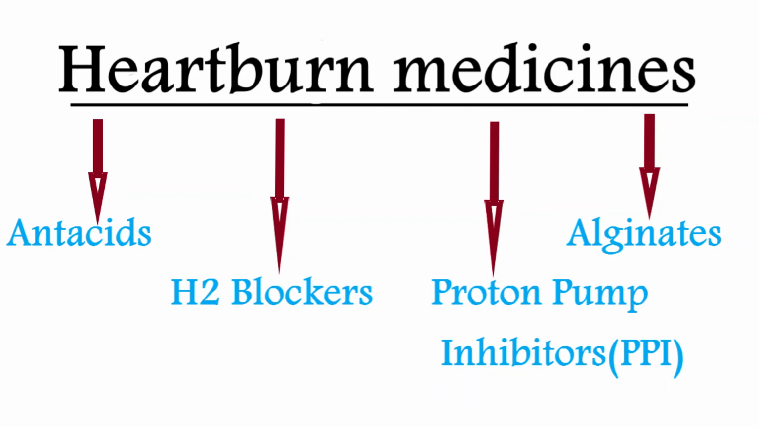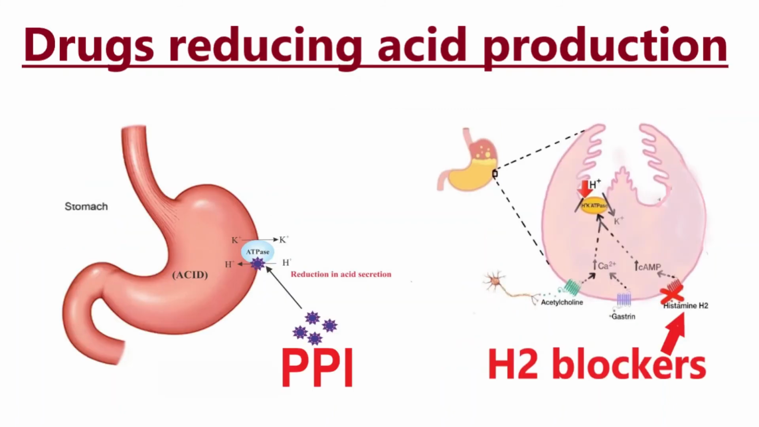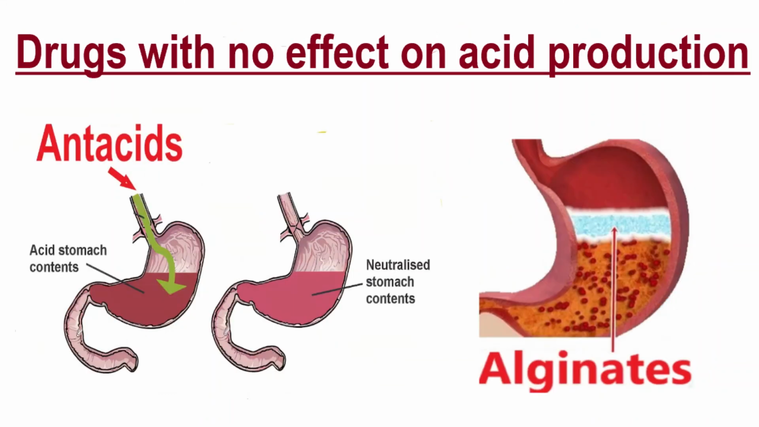To sum up, broadly, 4 classes of medications can be used to relieve heartburn. Proton pump inhibitors and H2 blockers help reduce the amount of stomach acid. Antacids and alginates have no effect on stomach acid production. Antacids work by neutralizing acid already present in the stomach, whereas alginates form a physical barrier that prevents stomach acid from flowing back up into the food pipe or esophagus.